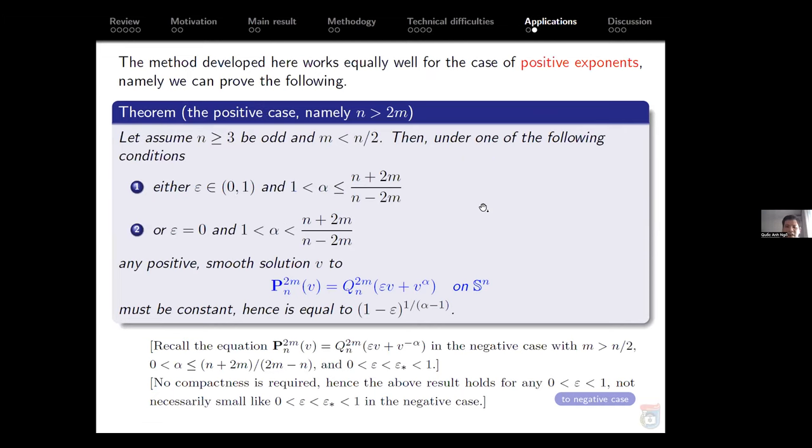Okay, and the second application is we can revisit the positive case, namely when the dimension is bigger than 2m. In this case, we have a similar equation, but the exponent is bigger than zero. And of course, the proof is much simpler because these two terms behave similarly, so we don't need any compactness result. Using our argument, we can prove this. And of course, the result is exactly the same. So if alpha belongs to (0, 1), then any solution to this critical or subcritical equation must be constant. But when there's no linear perturbation, then the equation must be subcritical.